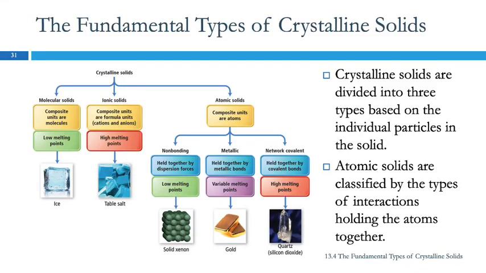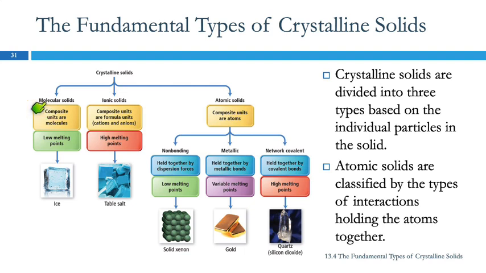So we're interested in crystalline solids in this chapter. We can take the crystalline solid category and break it down into 3 different groups based on what the individual particles in that solid are. Are the individual particles molecules? Are they ions? Or are they individual atoms?